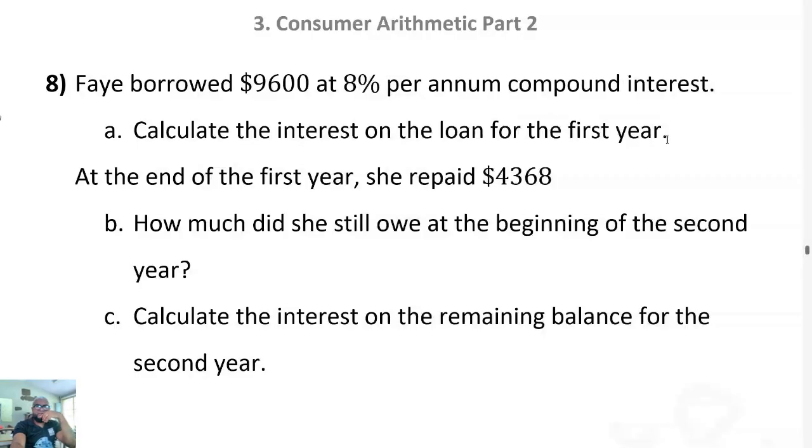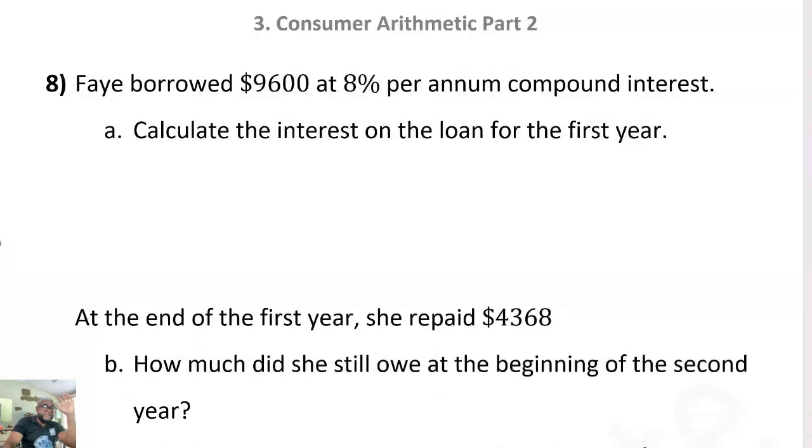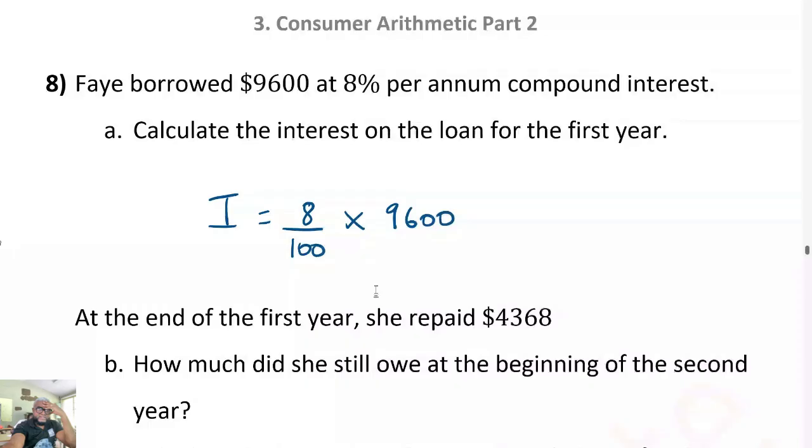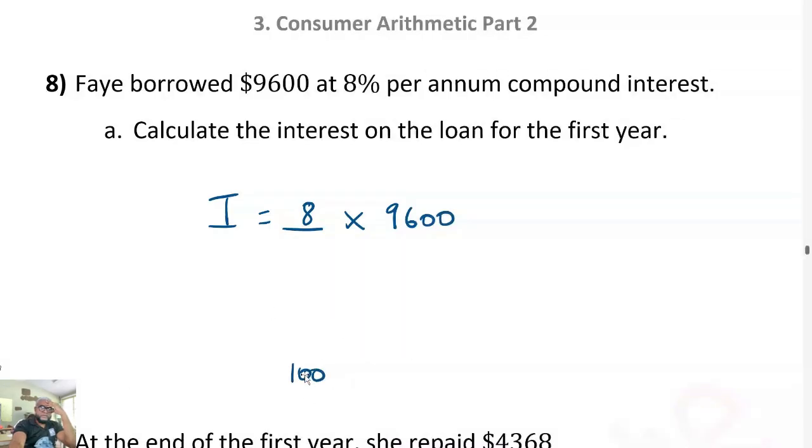So when you're asking for the first year, you can simply calculate the interest like this, right? So your interest would be equal to, now this is compound interest, right? It'll be 8%, because it is asking for the first year, multiplied by 9,600. 8% of 9,600 will give me my interest for year 1, or my compound interest for year 1. What are you getting there? 768 is the interest for the first year.